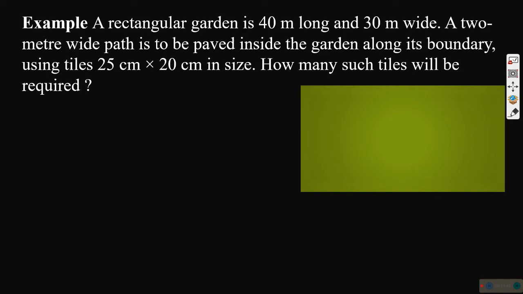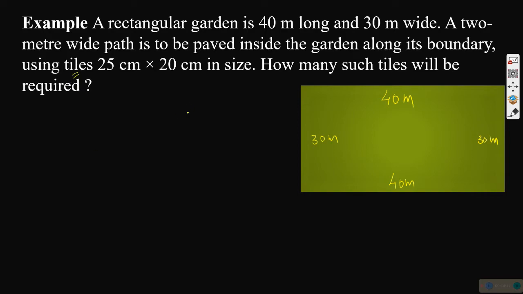A rectangular garden is of 40 meter long and 30 meter wide. क्या करना है? A 2 meter wide path is to be paved inside the garden along the boundary using 25 centimeter into 20 centimeter tiles. How many such tiles will be required?